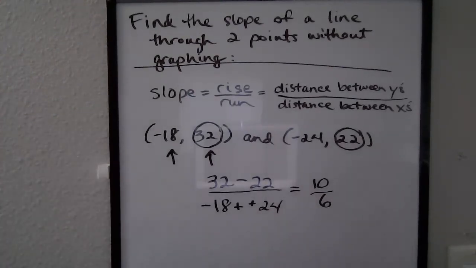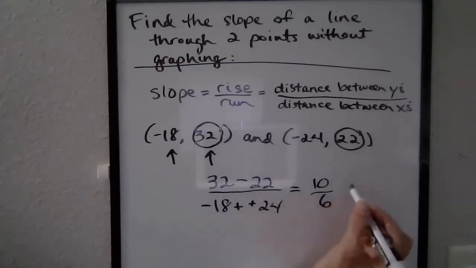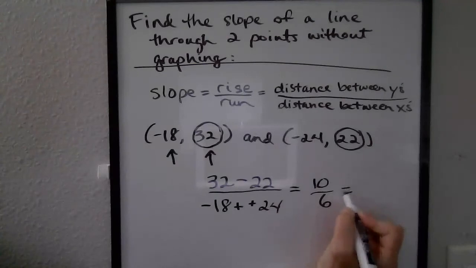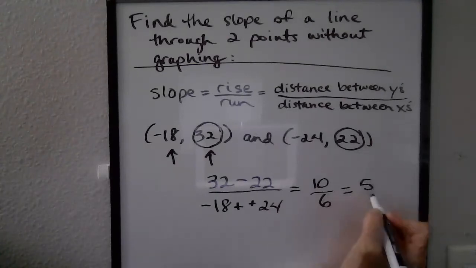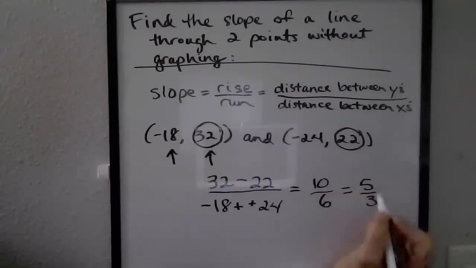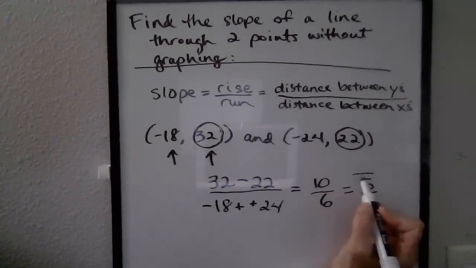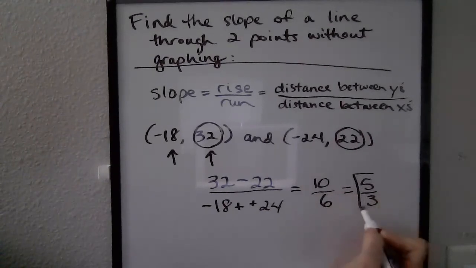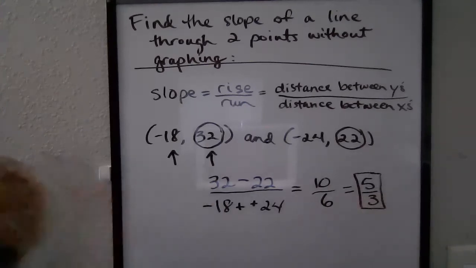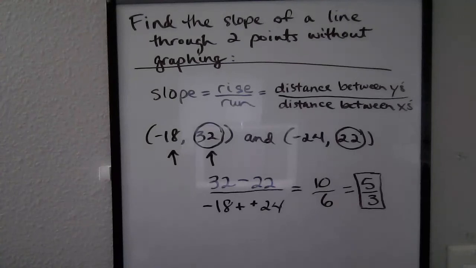Okay, so we can simplify 10 over 6. So let's do that. Both are divisible by 2. That brings us down to 5 over 3. It's equivalent. It's just smaller numbers. I would leave the fraction as 5 over 3 for the slope. It gives us an obvious rise and an obvious run. Whereas if you turn it into a mixed number of 1 2/3, the rise isn't quite as obvious, and you'd have to turn it back to an improper fraction anyway.